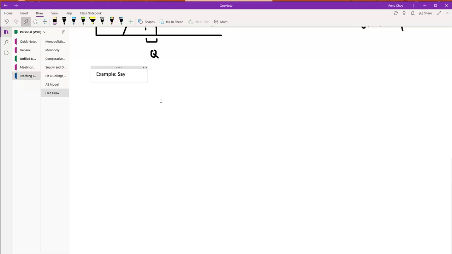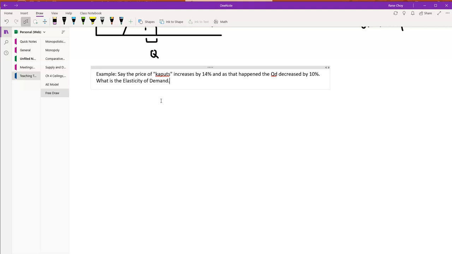So let's say the price of kaputs, and kaputs is a made-up product, by the way, just made it up right now for the purpose of the example. So let's say the price of kaputs increases by 14%, and as that happens, the quantity demanded decreases by 10%. What is the elasticity of demand?